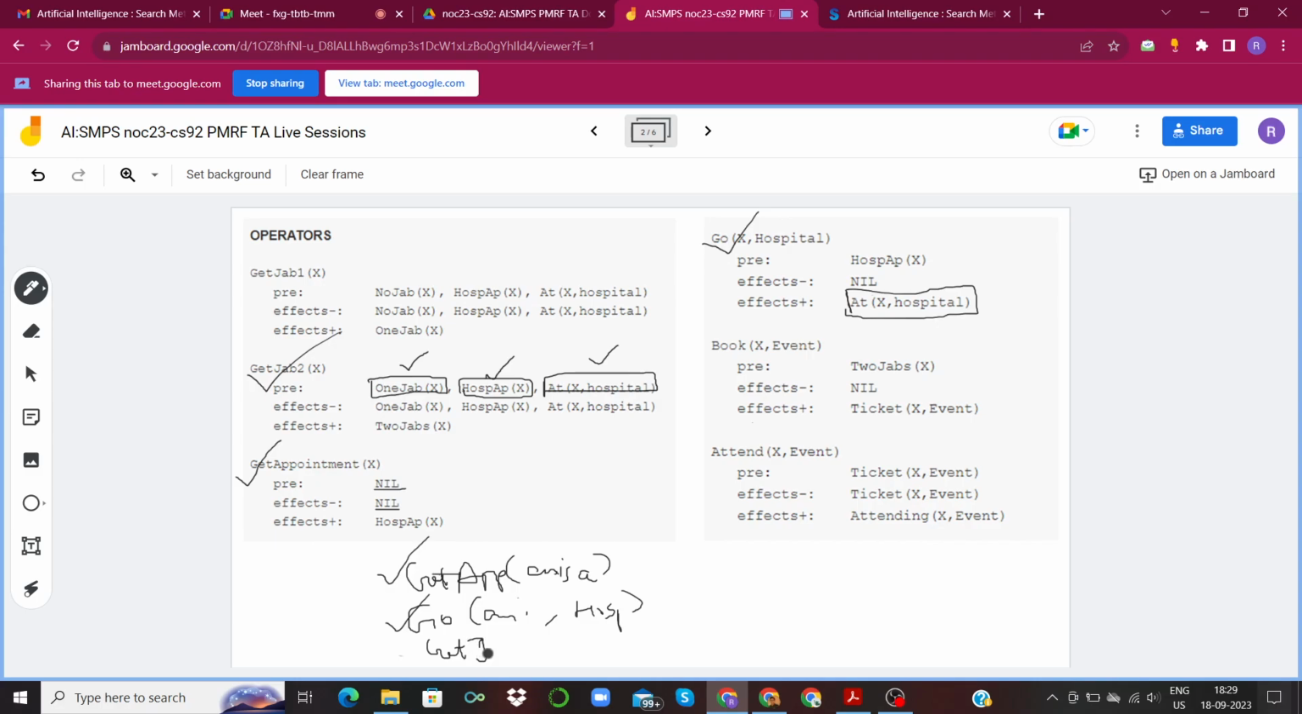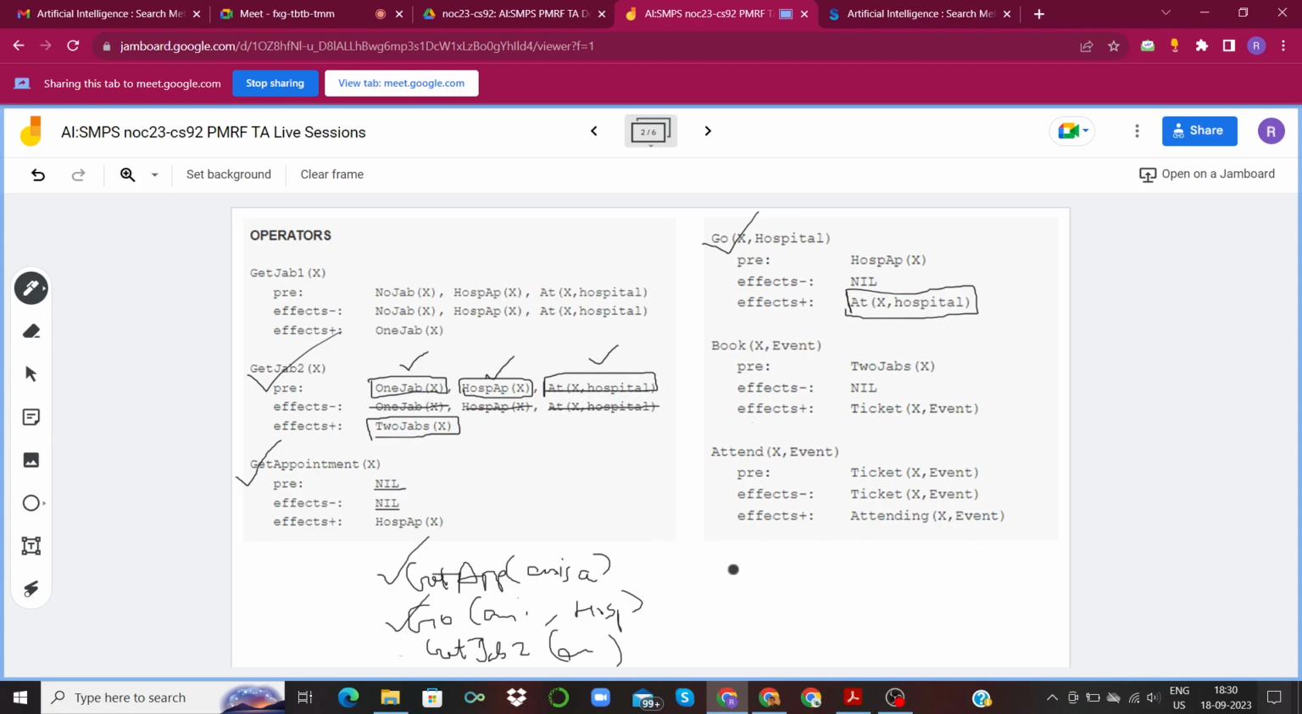getJab2, Anisa. Okay, this will be the third step, and as a result of this, this one jab x, hospital appointment x, and at x comma hospital would be removed. So this x will be replaced by Anisa in this case because we are dealing with Anisa's goals. And this 2 jabs x is going to be added to our state. Okay, or 2 jabs Anisa will be now added to the state.